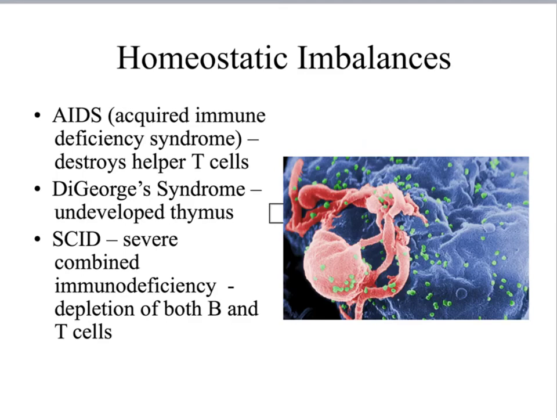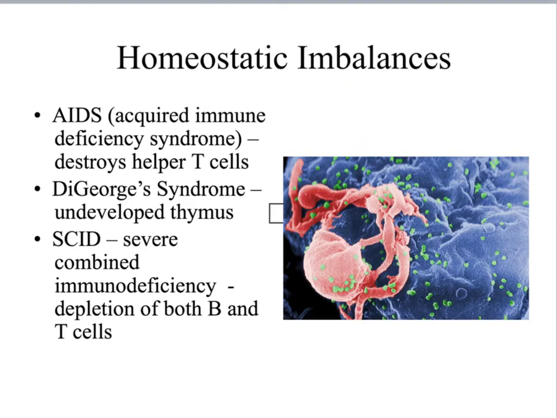Okay, certain homeostatic imbalances with the immune system, and this is certainly not comprehensive, but it's just a few. AIDS, which is acquired immune deficiency syndrome, destroys helper T cells, which are a large part of the immune system, and they're phagocytes. DiGeorge syndrome, you have an undeveloped thymus, therefore you're not making very many T cells, if at all. You have SCID, which is severe combined immunodeficiency, where you just basically don't have very many B and T cells. All of these can really kind of destroy your immune system over time and make it to where you really can't fight off infections.